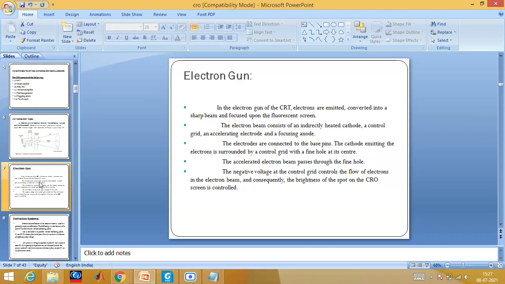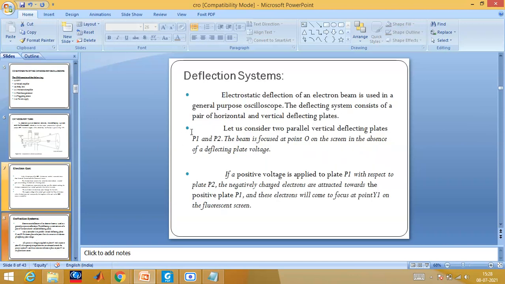This electron beam passes through the fine hole, and the negative voltage at the control grid controls the flow of electrons in the electron beam, and consequently the brightness of the spot on the CRO screen is controlled. Okay, then we have the deflection system. As I told you, we have two deflection systems, one is your horizontal deflection system, and another one is the vertical deflection system.